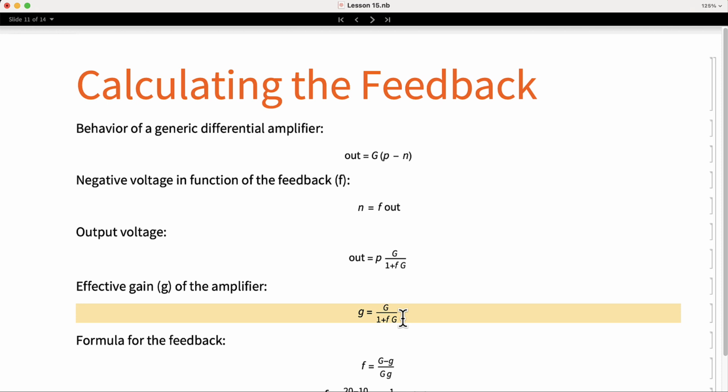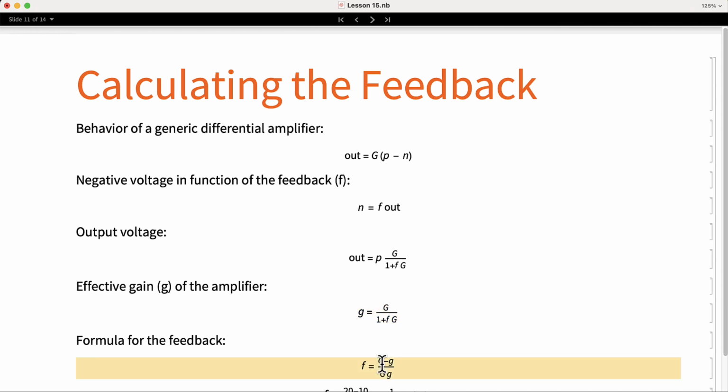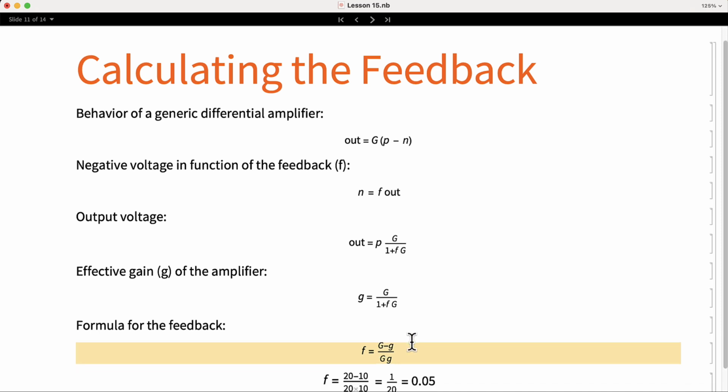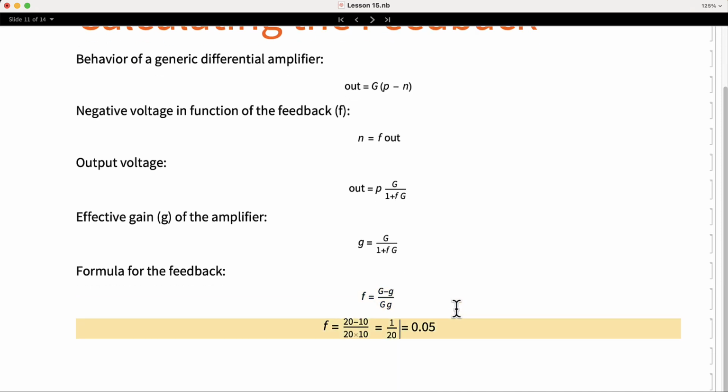If we solve that equation for the feedback, we get the formula for the necessary feedback in terms of the amplifier gain, which is uppercase, and the desired effective gain, which is lowercase. We can corroborate it by putting the numeric values of the example, and we can see that we obtain the same value that we determined experimentally.